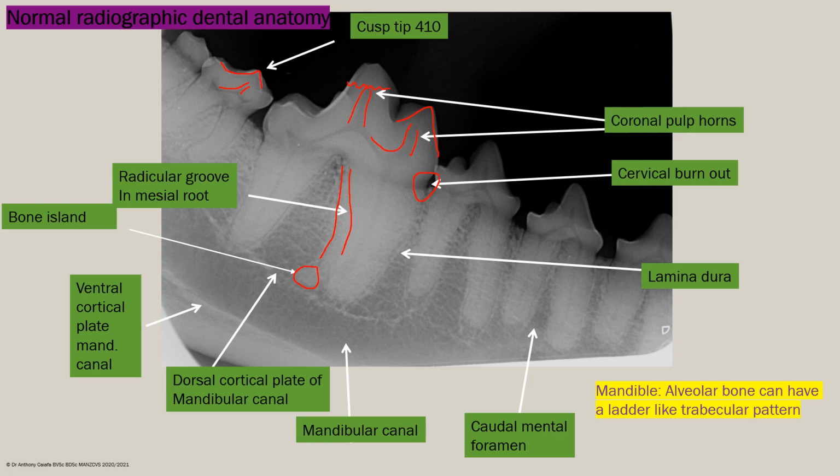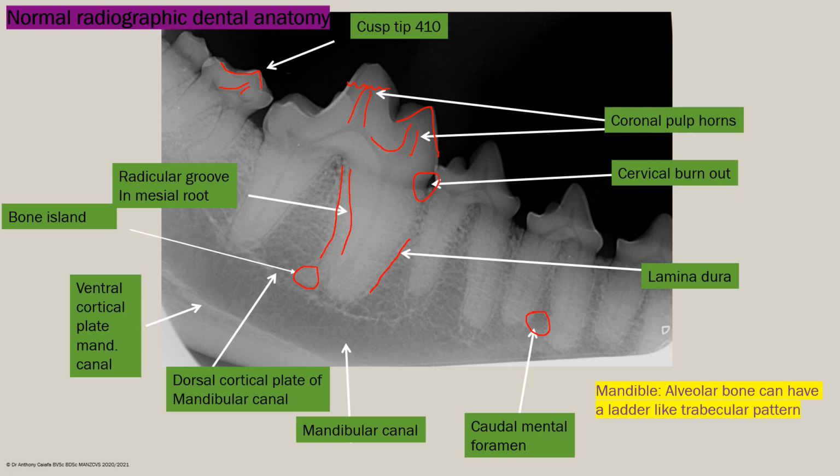Down here around the premolar 3, we have the caudal mental foramen. So again, don't confuse that for pathology. The lamina dura is cortical bone here, which is a radiodense bone where the Sharpey's fibers, or the periodontal ligament fibers, attach into the alveolar bone.